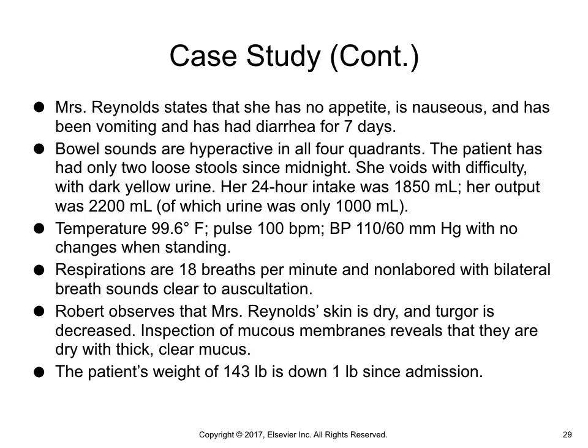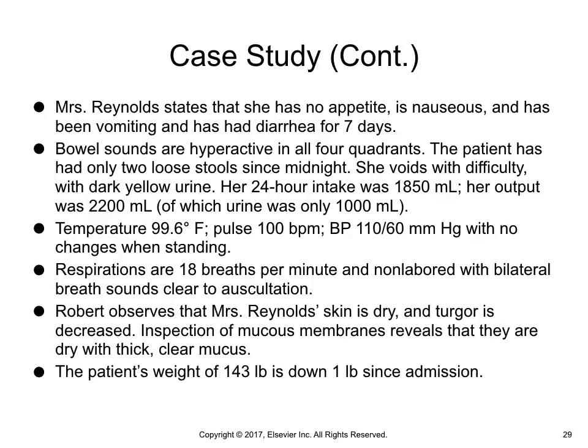Case study continued. Mrs. Reynolds states that she has no appetite, is nauseous, and has been vomiting and has had diarrhea for 7 days. Bowel sounds are hyperactive in all 4 quadrants. The patient has had only 2 loose stools since midnight. She voids with difficulty, with dark yellow urine. Her 24-hour intake was 1,850 milliliters. Her output was 2,200 milliliters, of which urine was only 1,000 milliliters.